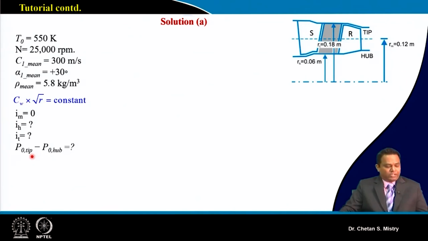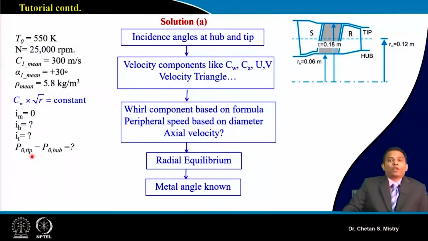Let's try to understand how we solve this kind of numerical. We are looking for the incidence angle calculation at hub and tip. In order to calculate the incidence angle, we must know our inlet blade angle and outlet blade angle. To calculate those, we need our velocity components, and we must know our velocity triangle.